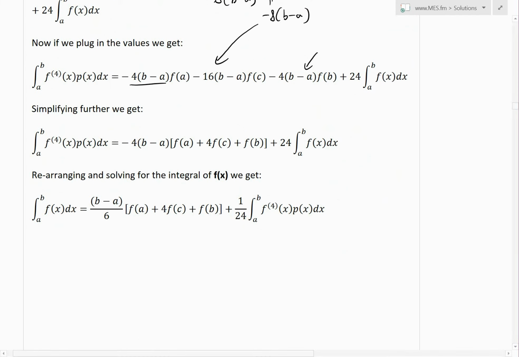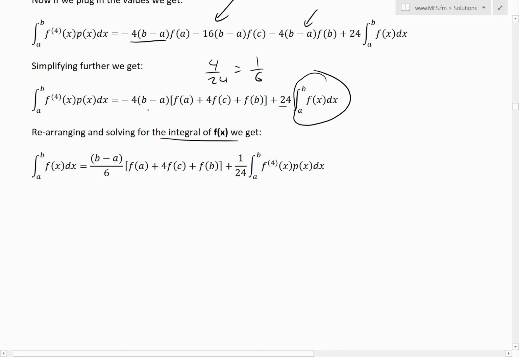And now what do we do? We rearrange and solve for the integral of f of x, that's this part right here. So move everything over to the left side, and we'll have this plus 4(b minus a), but also now we're going to divide by this 24. When we divide by 24, that's just going to be divided by 6. So 4 over 24 equals 1 over 6. So that's how we got this 1 over 6 here. So this becomes positive, so we move it over, and now what we have is divided by 24.